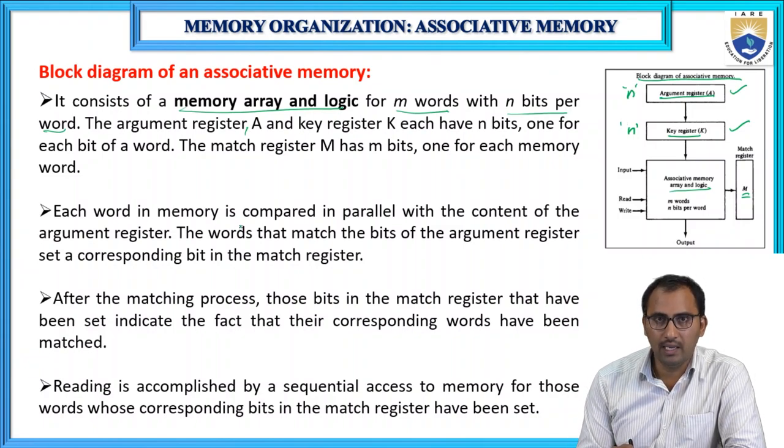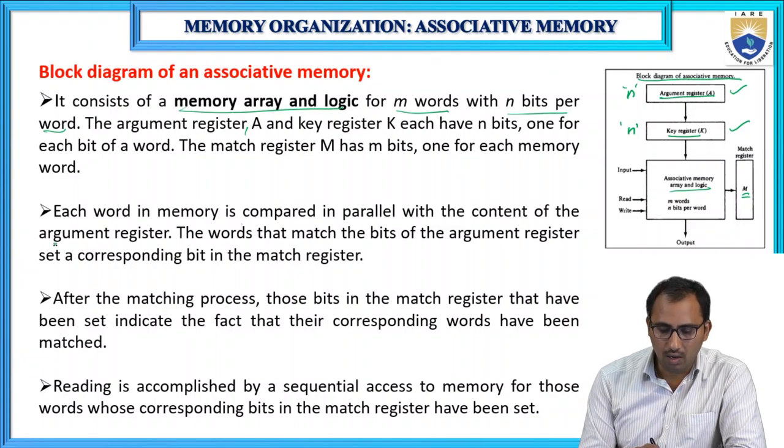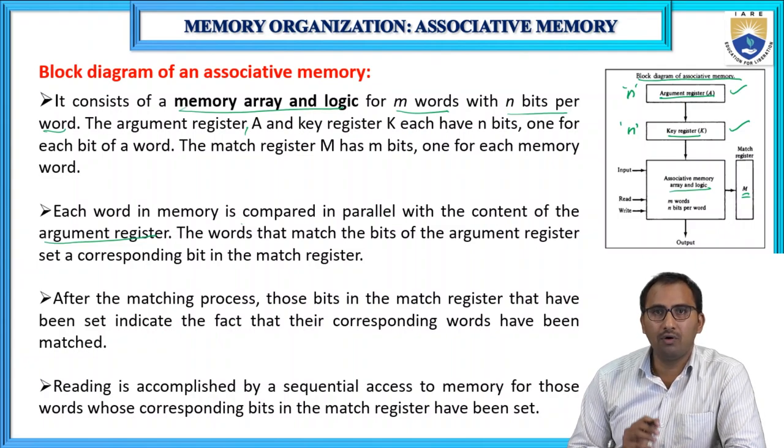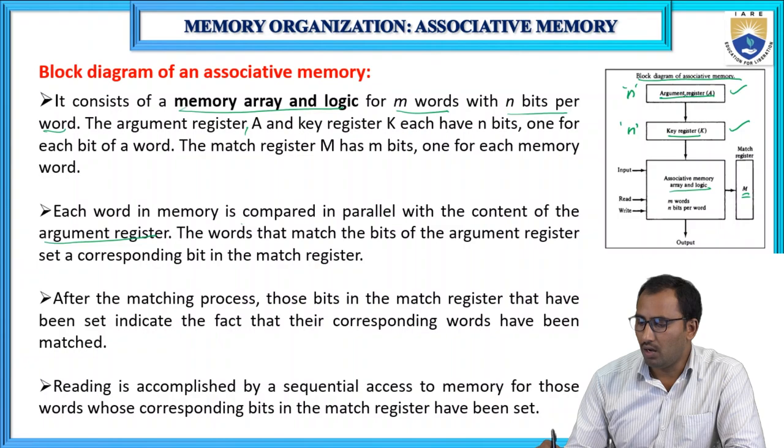Each word in memory is compared in parallel with the contents of the argument register. Whatever word we are going to search, we have to store in the argument register. Suppose you are searching 10100001. Let us assume this is a word that we are going to search in the associative memory. Once you have set that word into the argument register, this word is matched with all the words in the associative memory, only where the key register contains ones.